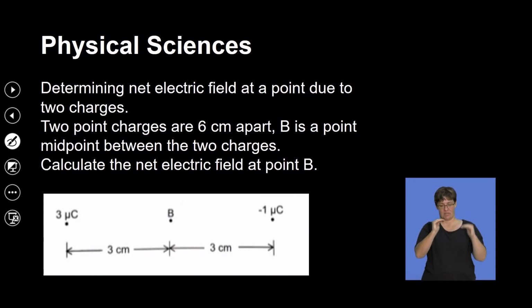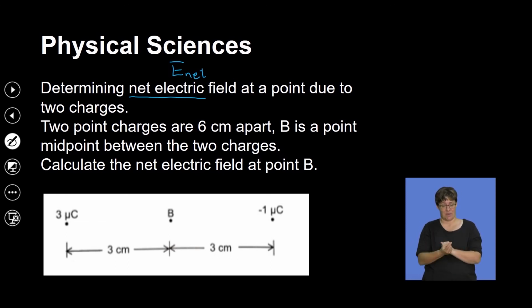Let's shift our gears a little bit and look at net electric field. Determine the net electric field at a point due to 2 charges. So we're talking about an E net in this case, a combination of 2 charges. We've got a common point in the field of both charges, and we want to know the effect on the unit positive charge at that point due to the 2 charges.